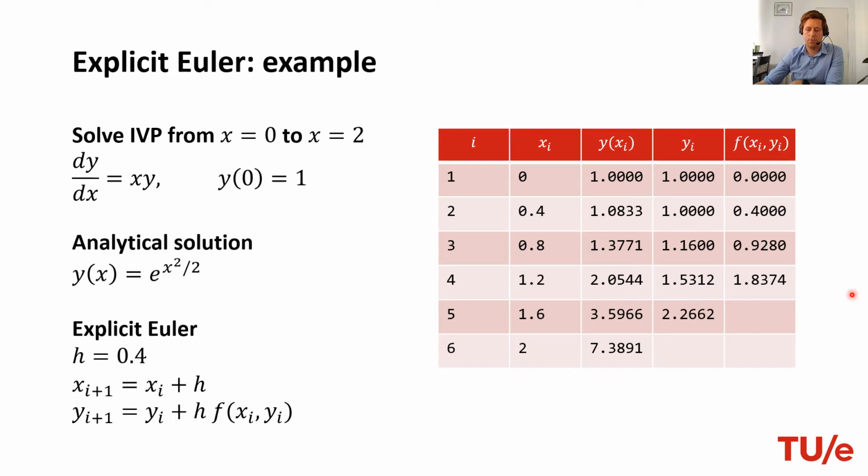And that's what we do iteratively until we reach the endpoint of the interval that we want to solve the initial value problem for. And we see here also that we're quite a bit off from the exact solution, but that's mainly because we chose quite a large step here. So if you were to choose a smaller step, and we will see that later, we can get closer to the exact solution.